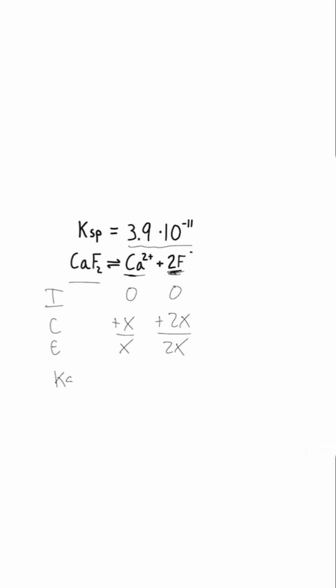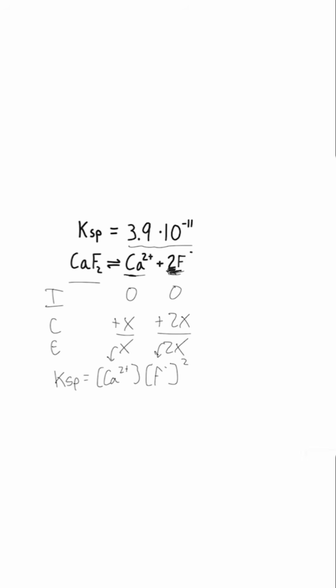We write the equation for KSP, which is equal to the concentration of calcium 2+ times the concentration of fluoride minus raised to the second power, because we raise it to that coefficient of 2. And then you just plug in X for calcium and 2X for fluoride. In this case, however, we're going to show the common ion effect.